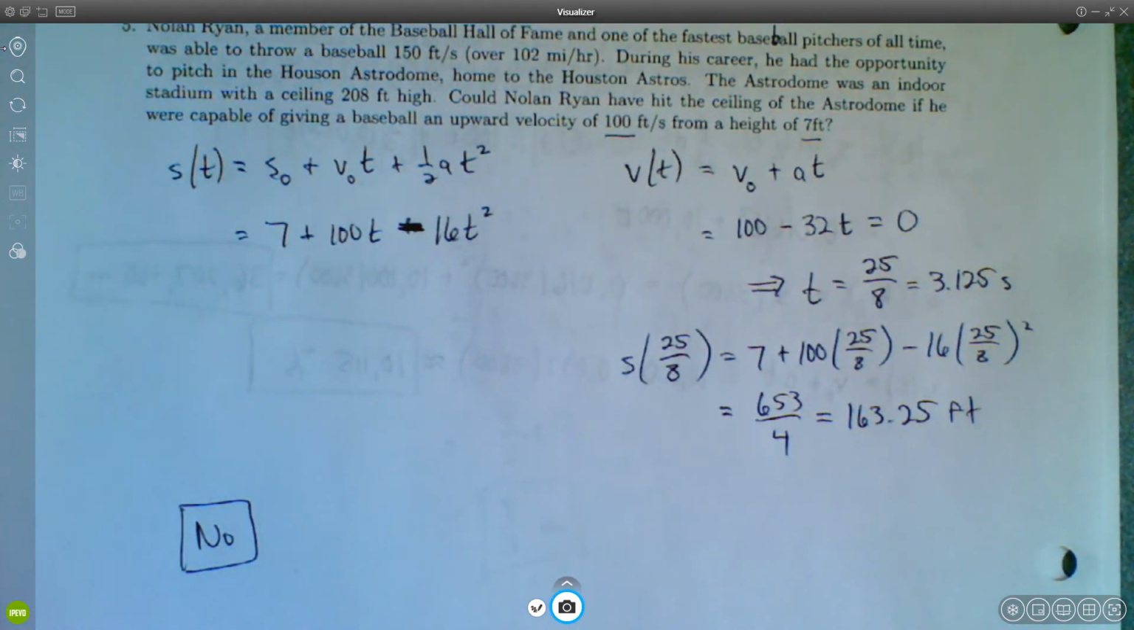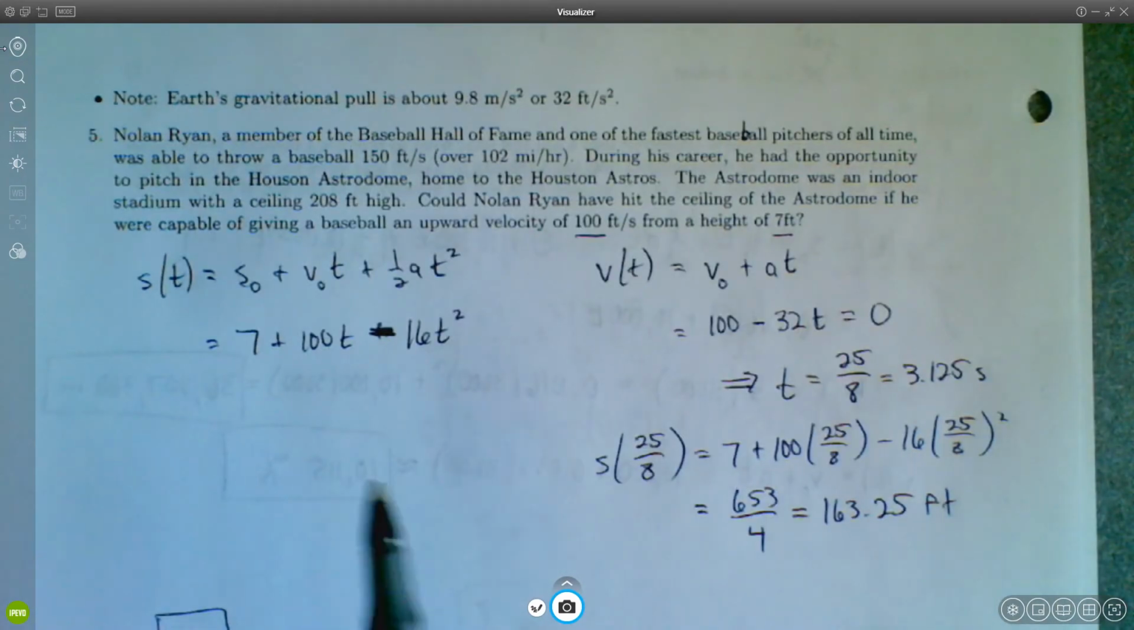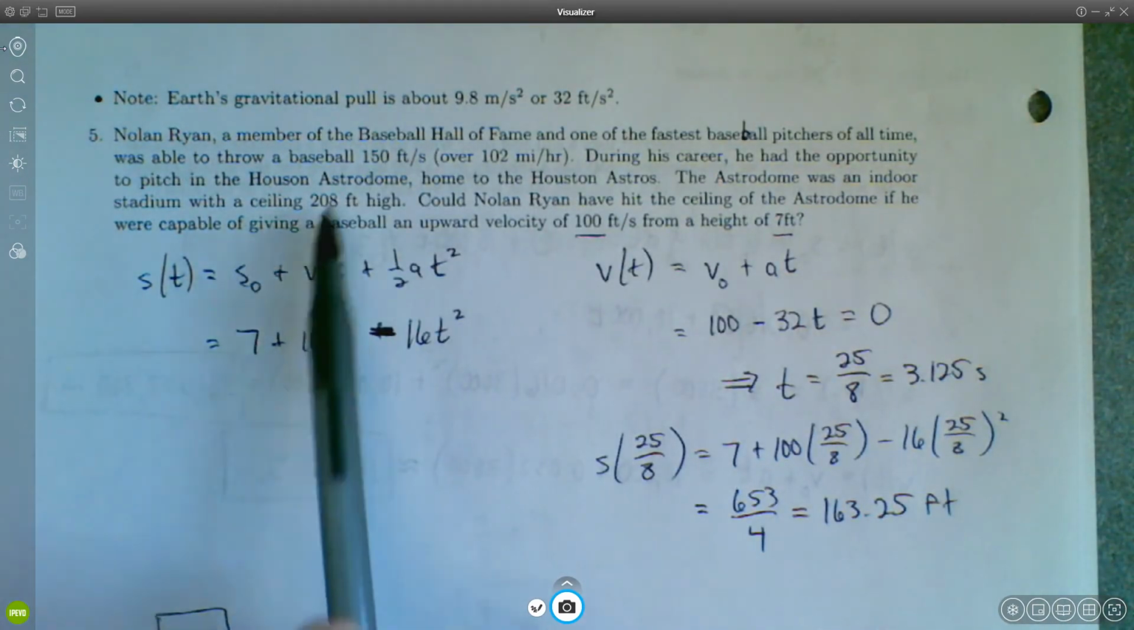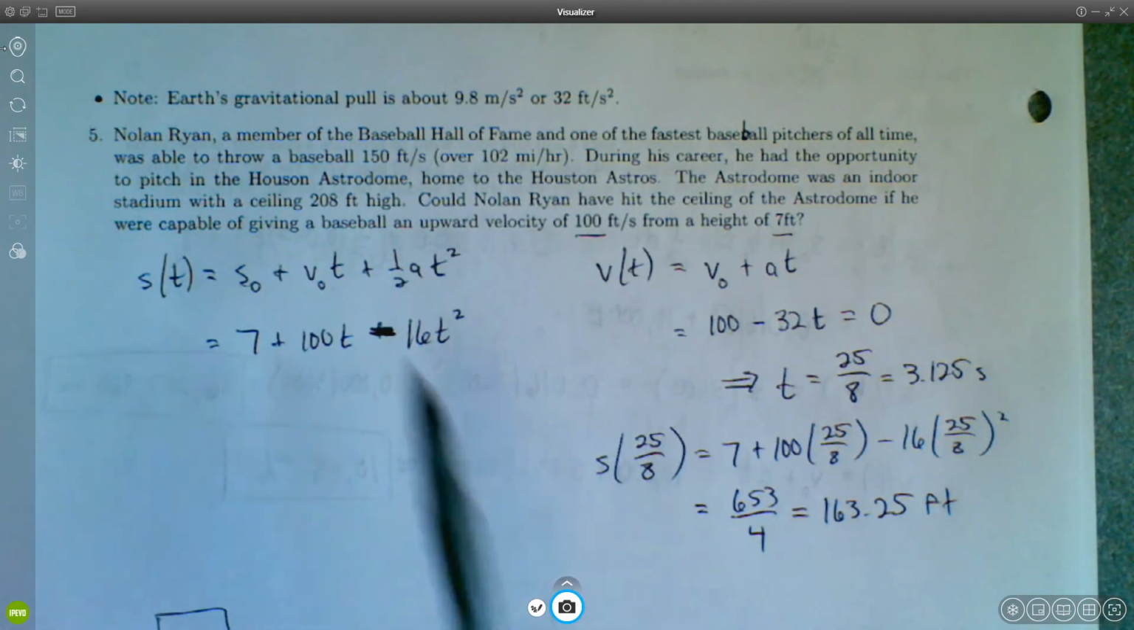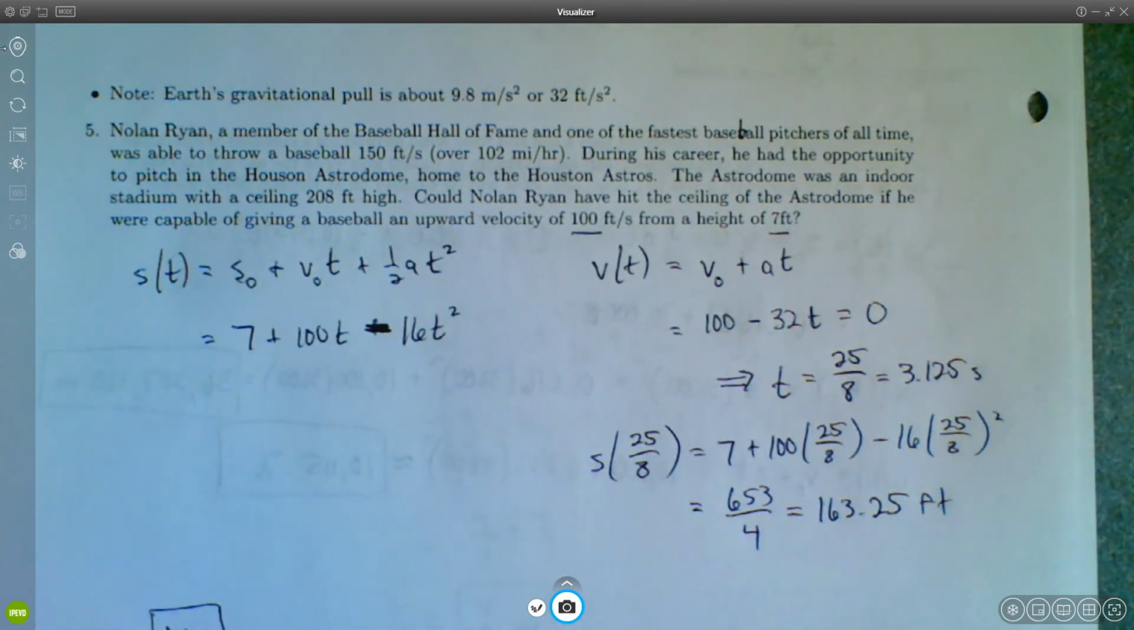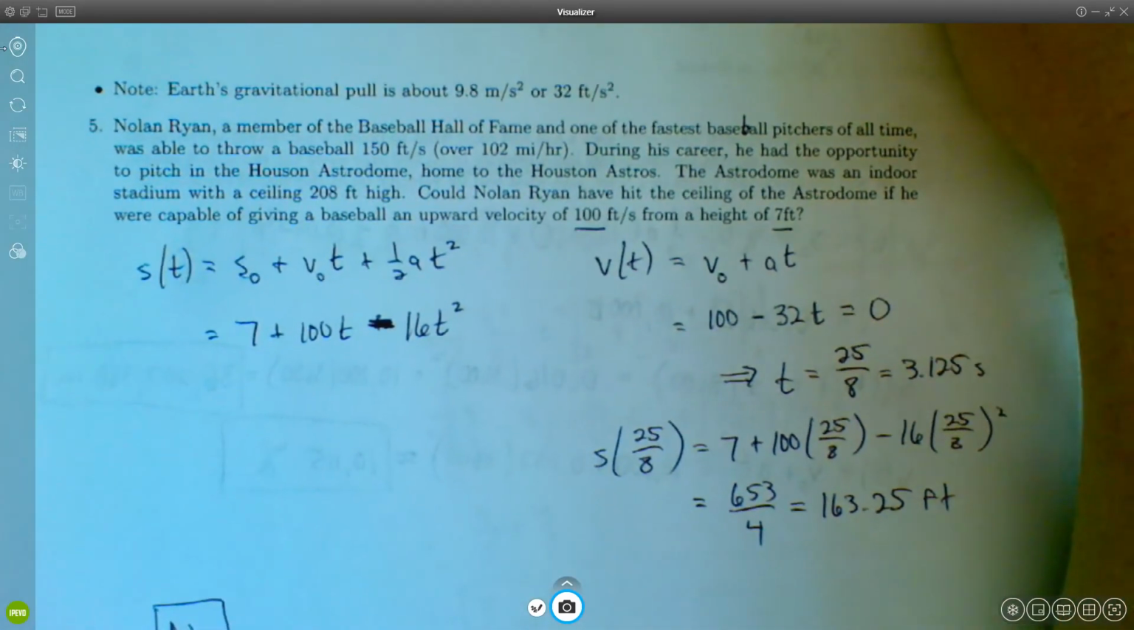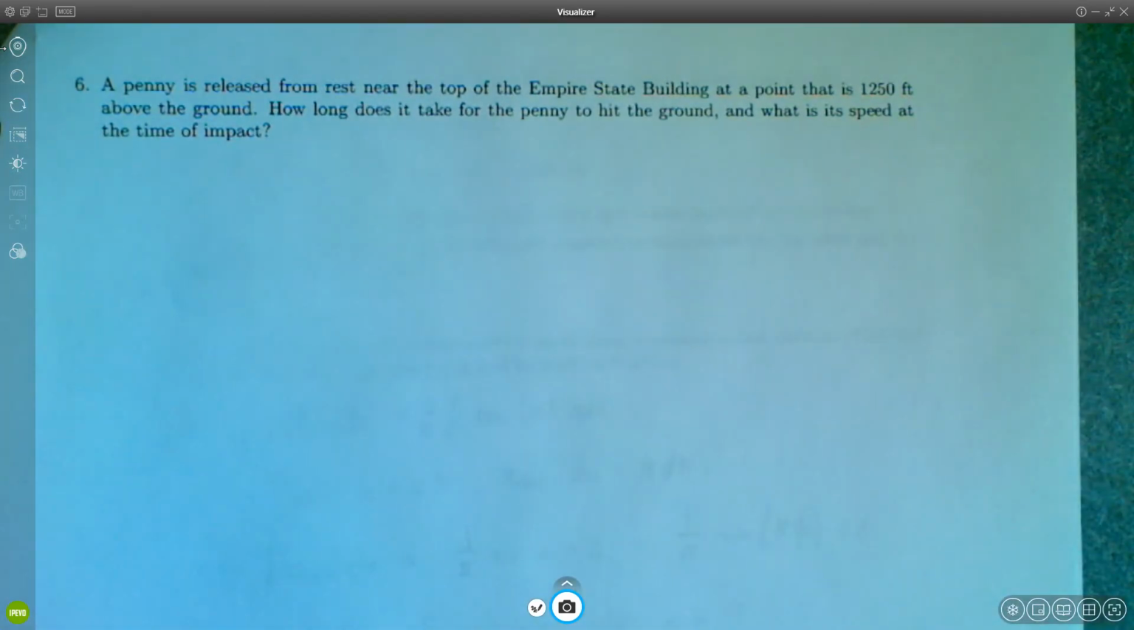Another interesting question would be, what would the initial velocity have to be in order for him to be able to hit the ceiling? Right, so you could play around with that a little bit. But anyway, moving on, one more example for this section. So this one says, a penny is released from rest near the top of the Empire State Building at a point that is 1,250 feet above ground. How long does it take for the penny to hit the ground, and what is its speed at the time of impact?